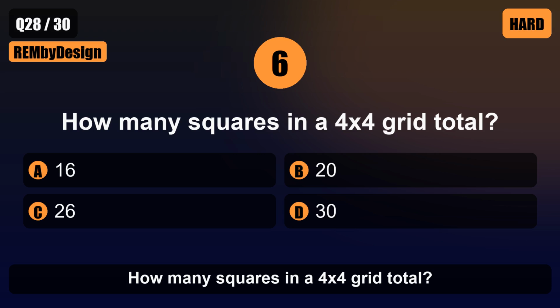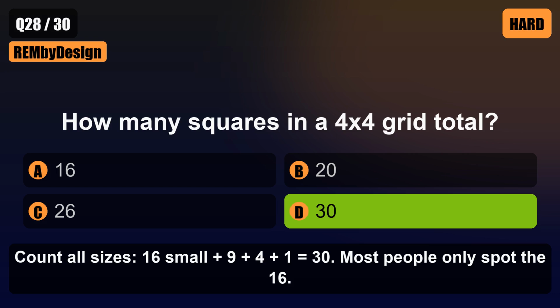How many squares in a 4x4 grid total? A. 16, or B. 20, or C. 26, or D. 30. The answer is D. 30. Count all sizes. 16 small plus 9 plus 4 plus 1 is equal to 30. Most people only spot the 16.